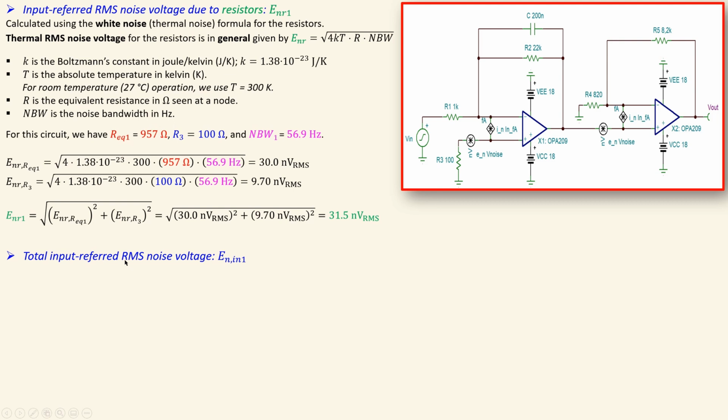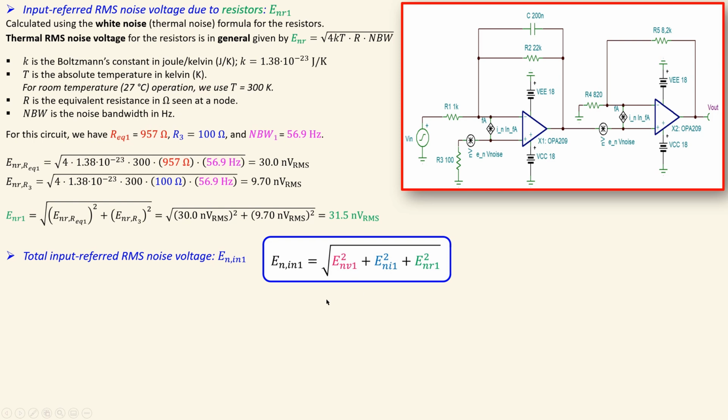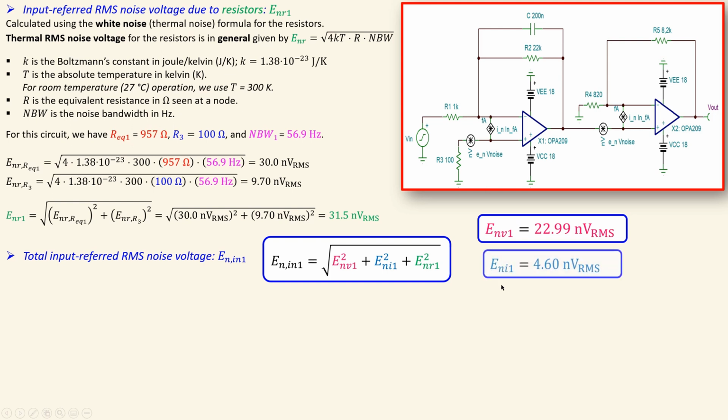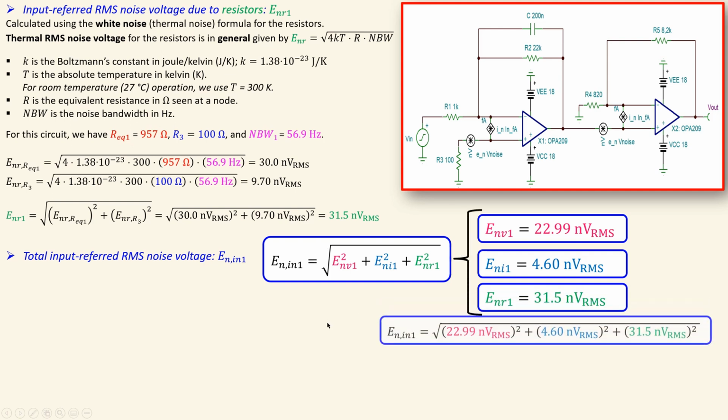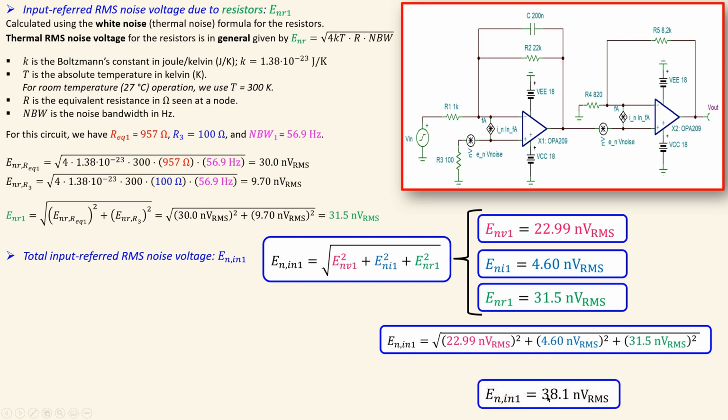Now we can calculate the total input referred RMS noise voltage due to that first stage. Again, using this formula, we know the noise contribution by the noise voltage source of the op-amp was given by this value. For the noise current, the contribution was this 4.60 nanovolts RMS, and the resistors gave us 31.5 nanovolts RMS. Combining these in this root sum of squares formula, you will get, just substitute the values, 38.1 nanovolts RMS. That is actually the effective value at the input.